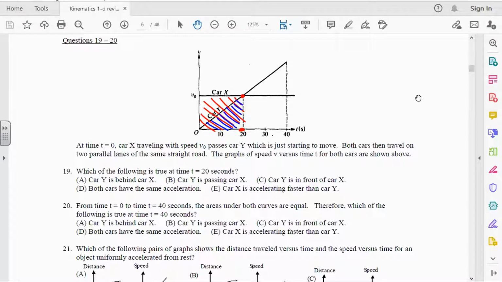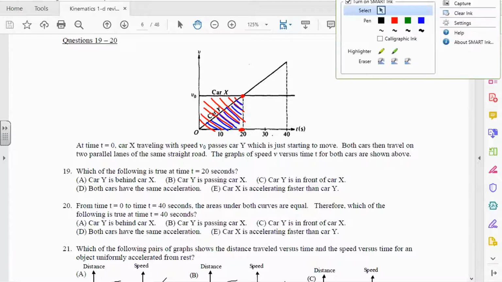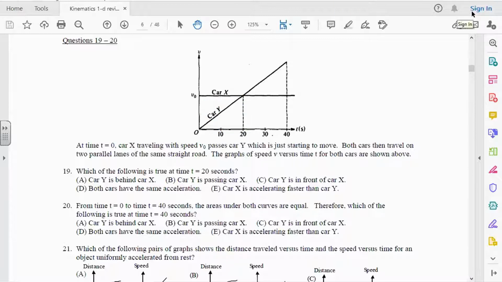All right, questions on that one? Number 20 is the next one that goes along with this. From the entire time, 0 to 40 seconds, the areas under both curves are equal. Therefore, which of the following is true at time t equals 40 seconds? We have pretty much the exact same answer choices as in number 19.